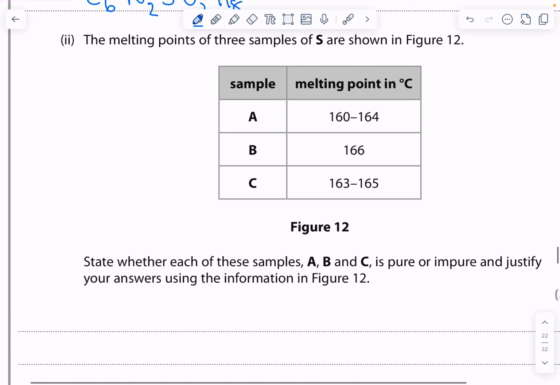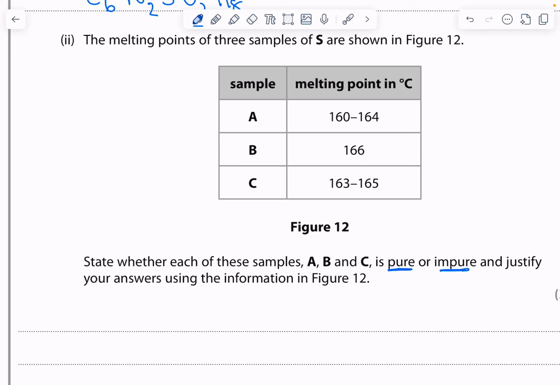Okay, next one, we've got some information. Whenever you get data, look at it carefully, make sure you understand it. So we've got some melting point information here. It says which of these is pure and which of these is impure. So the thing to remember here is if it's pure, then it has a melting point that is very specific. It doesn't change. If it's impure, then it melts over a range of temperatures.